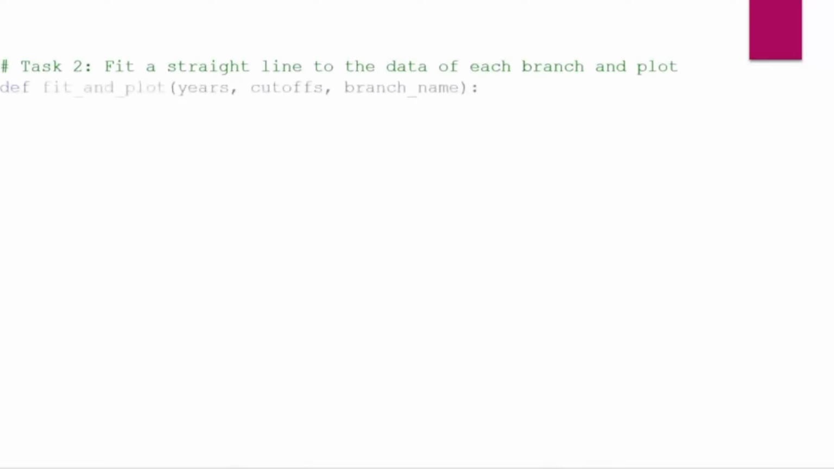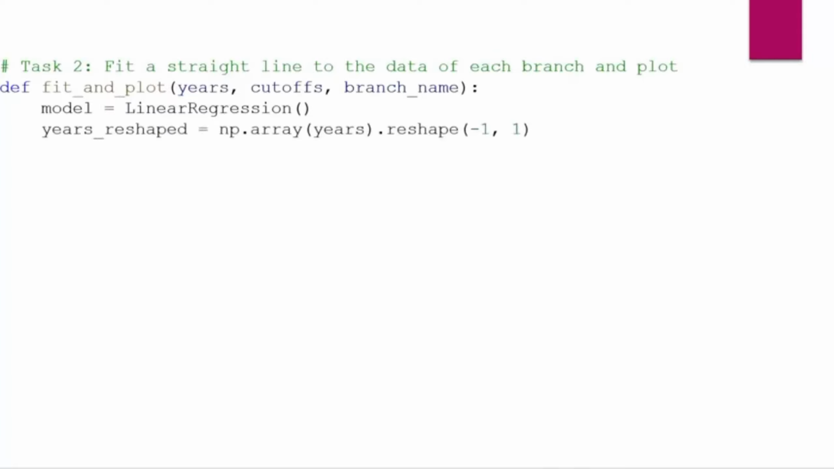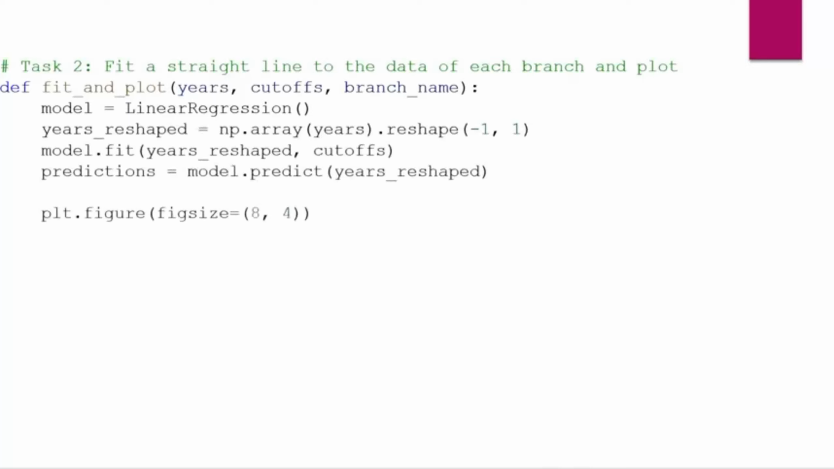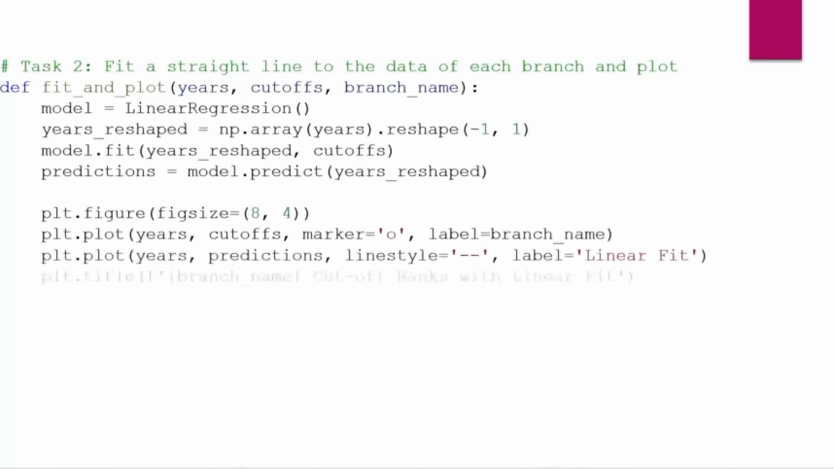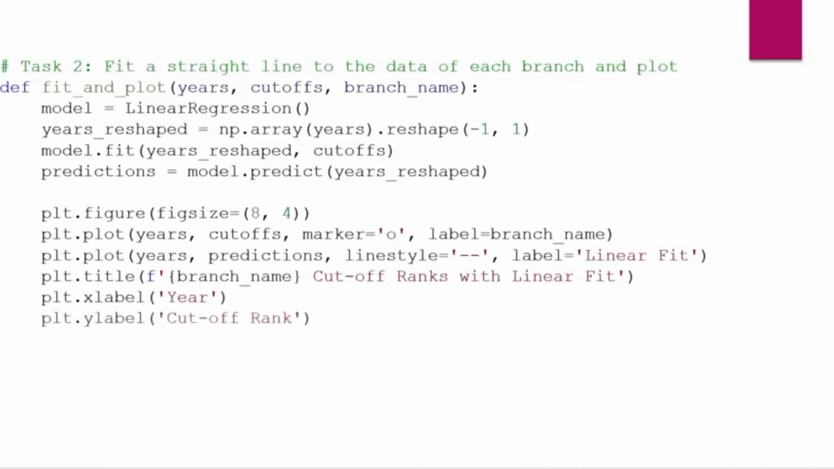Our second task is to fit a linear regression model to the data for each branch, allowing us to identify trends and patterns. We define a function fit and plot for this purpose. Inside the function, we create a linear regression model, fit it to the data, and generate predictions. Afterward, we create a new figure and plot the actual data points and the linear fit. This step helps us to visualize the trend.